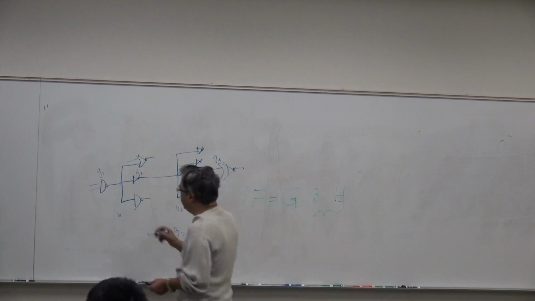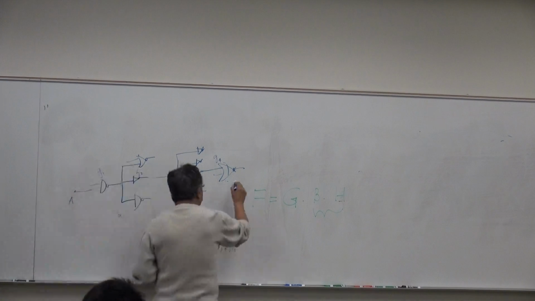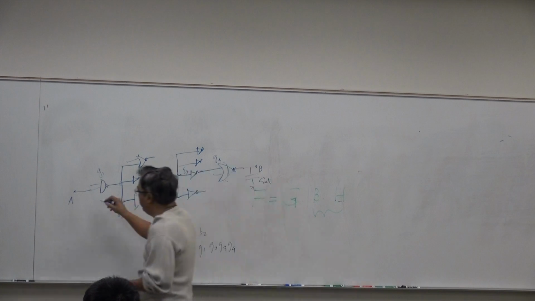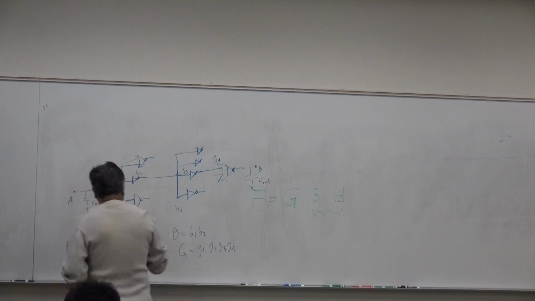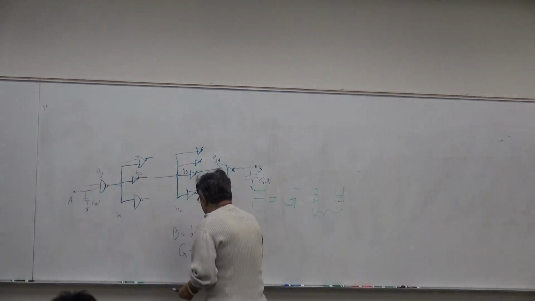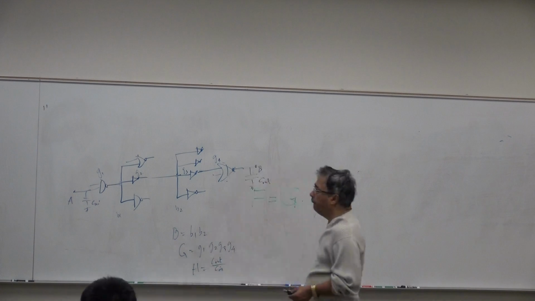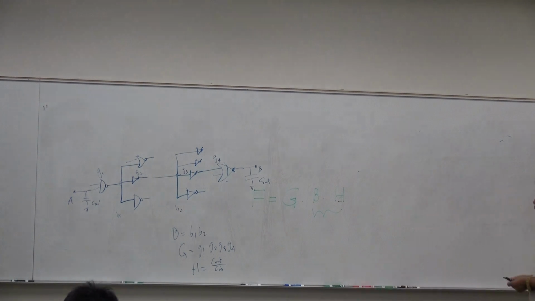Similarly, H, if you have, this is the input point and this is the output point. Here the capacitance is C out and here the capacitance is C in. So H is given by C out by C in. Now this we can process by looking at the network.